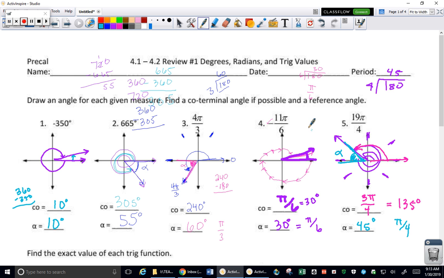Okay, so hopefully you have a better understanding of how we draw positive and negative angles in both degrees and in radians, as well as finding coterminal and reference angles.